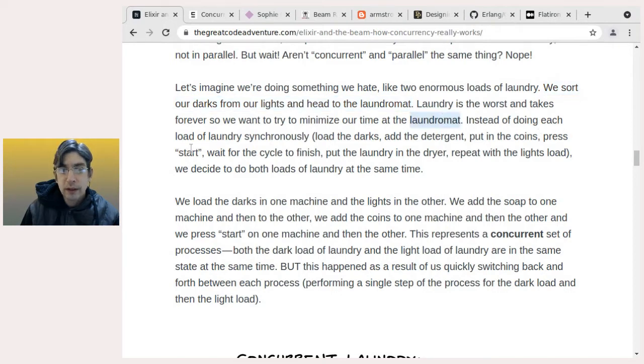Instead of doing each load of laundry synchronously: load the darks, add the detergent, put in the coins, press start, wait for the cycle to finish, put the laundry in the dryer, and repeat with the lights load. So you first wash and dry the darks, and then you wash and dry the lights.